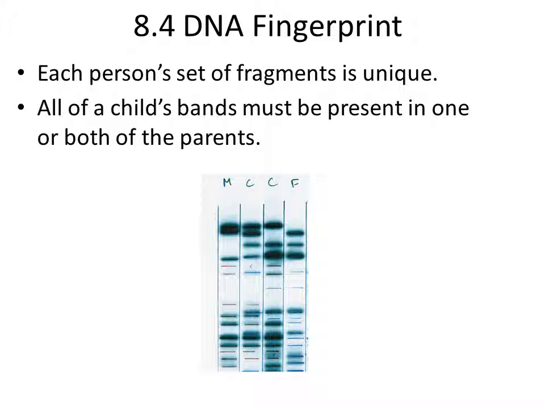If we look at child 2, you can see that top band came from mom. And then the next band that the child received actually came from dad, which is farther down on the gel. And you can just systematically work your way down and attribute every band on this gel to either mom or dad.